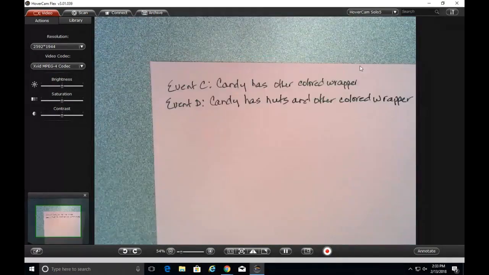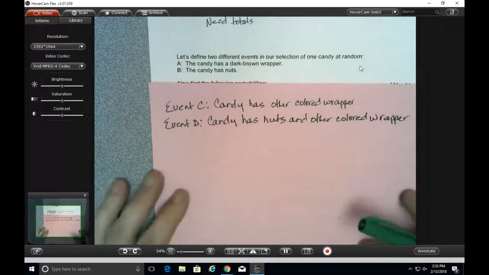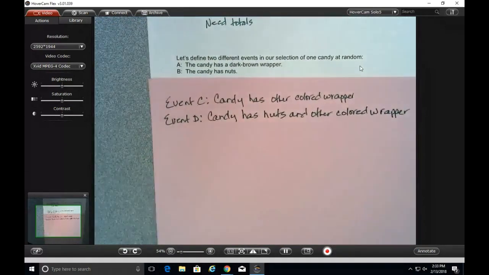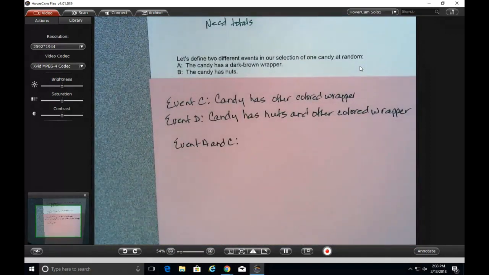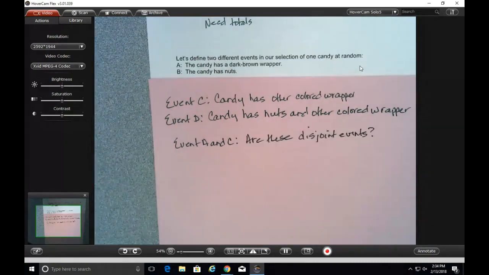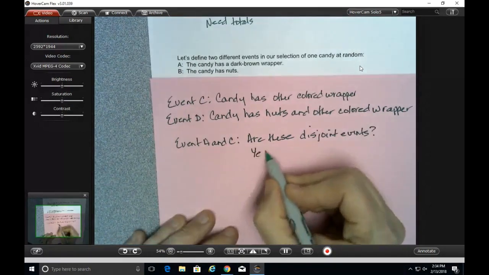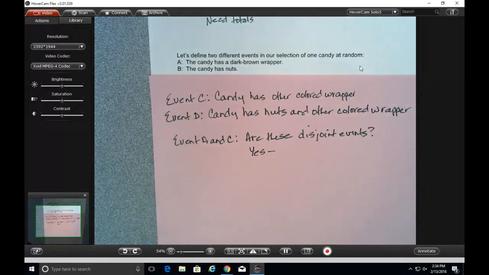Let's look at these 2, also with the first 2 that we had. So we've got these 4 different events. Let's look at event A and event C. One thing we talk about a lot with probability is whether events are disjoint or not. In other words, whether they can both happen at the same time or whether they can't. You think these 2 can happen at the same time? So A was that it had a dark brown wrapper, C is that it has another colored wrapper. No, they can't happen at the same time. Either it has to be dark brown or it's another color. The answer to this is yes, they're disjoint. In other words, they don't overlap at all.